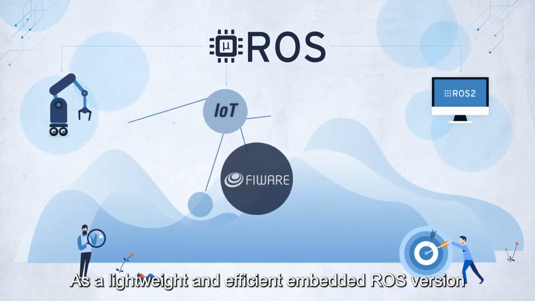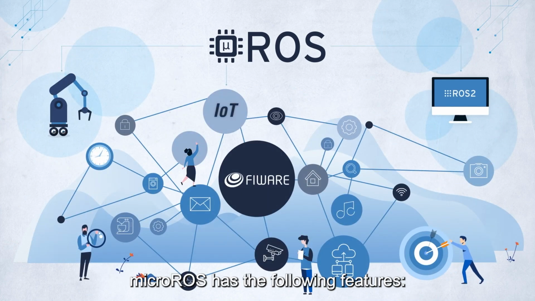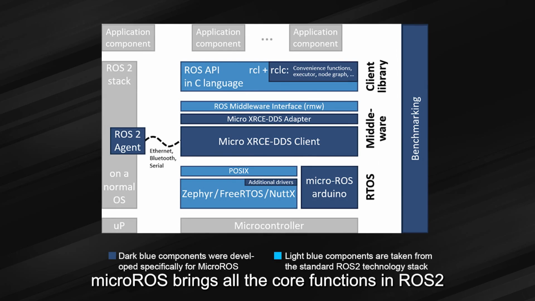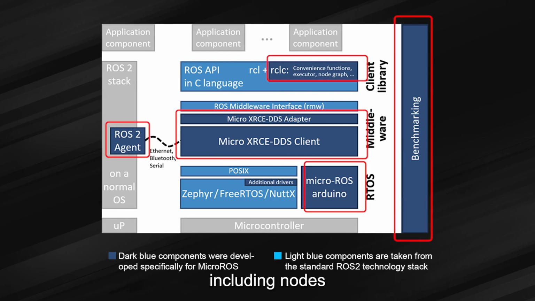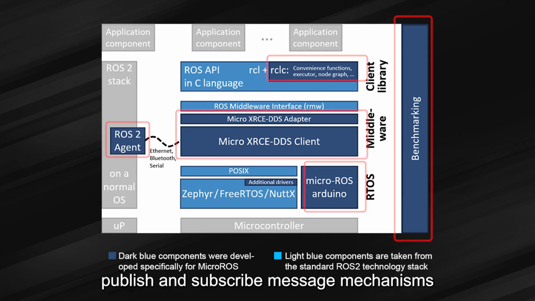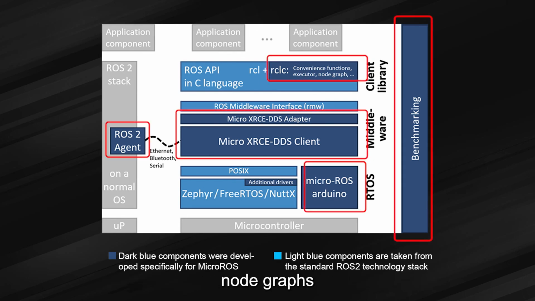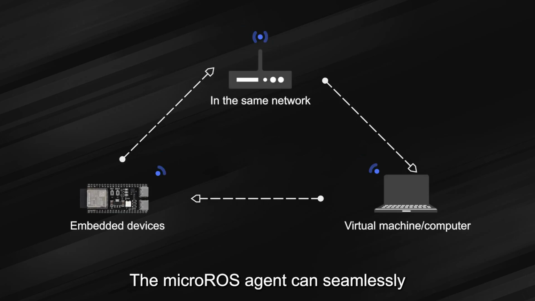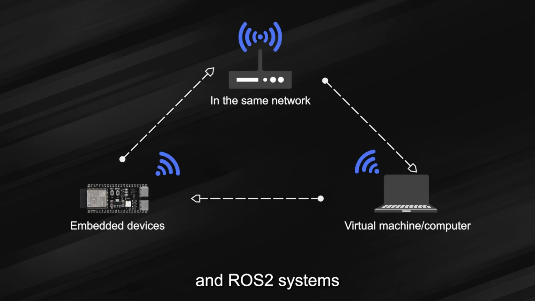As a lightweight and efficient embedded ROS version, MicroROS has the following features. Support ROS main concepts. MicroROS brings all the core functions in ROS 2 to the microcontroller, MCU, including nodes, publish and subscribe message mechanisms, client and service calls, node graphs, and life cycle management. Integration with ROS 2. The MicroROS agent can seamlessly connect MicroROS nodes on microcontrollers, MCUs, and ROS 2 systems.